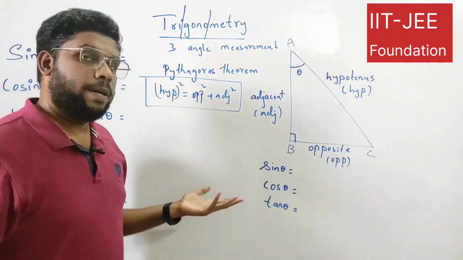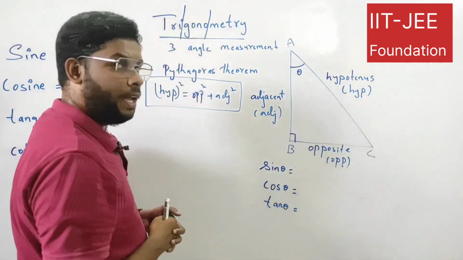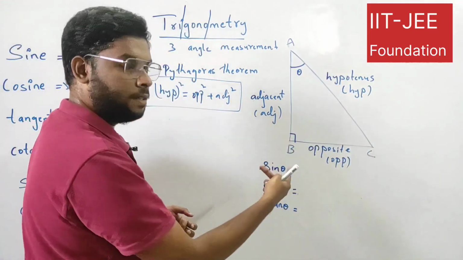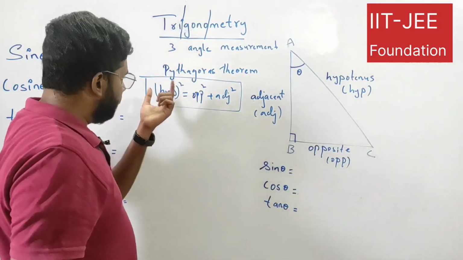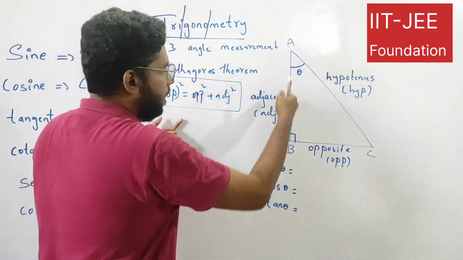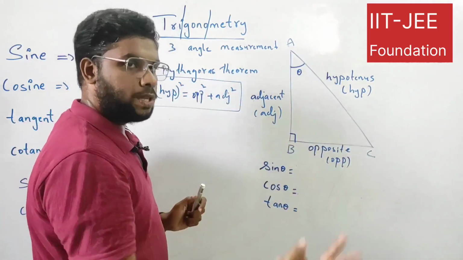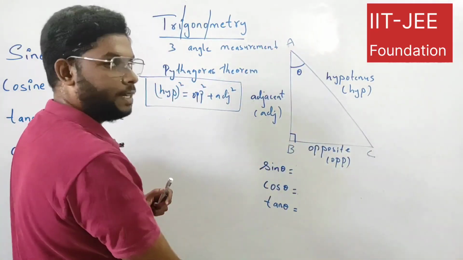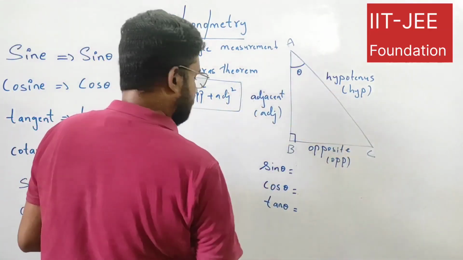So when to use the Pythagoras theorem? Here, look, we have three sides. If we know any two sides, for an example, if we know opposite and hypotenuse, then with the Pythagoras theorem we will find the adjacent side. From three sides, if we know any two sides, we will find the third side with the help of the Pythagoras theorem. Okay, this is about the Pythagoras theorem.